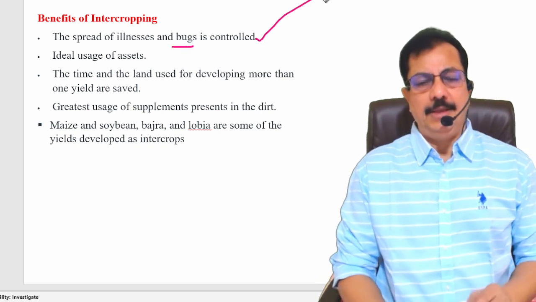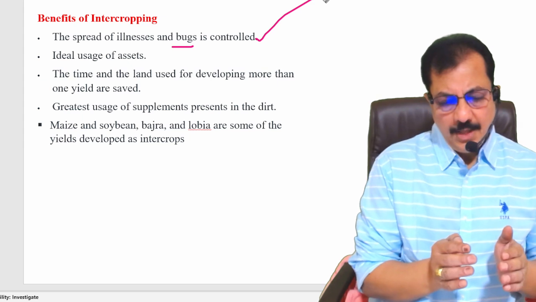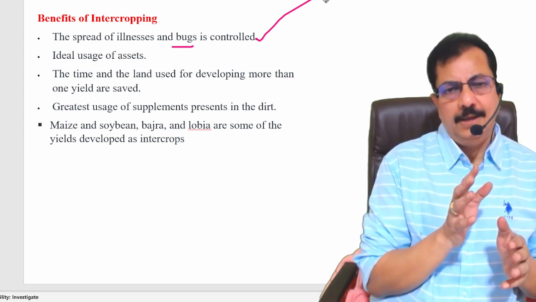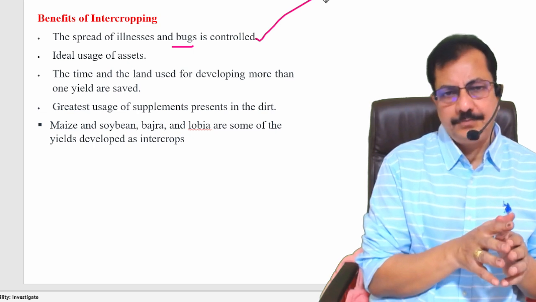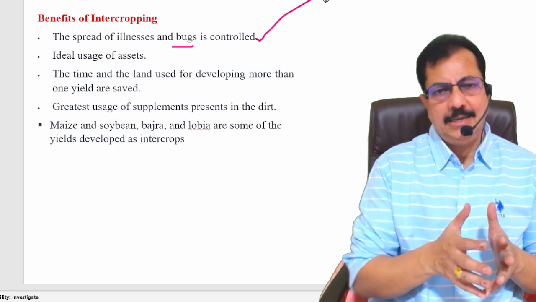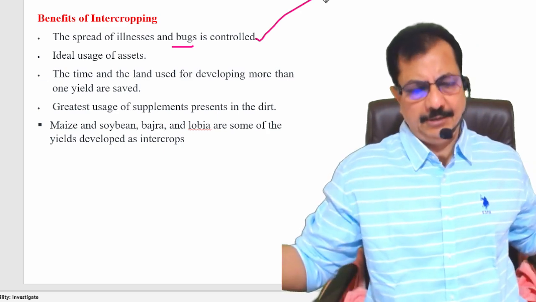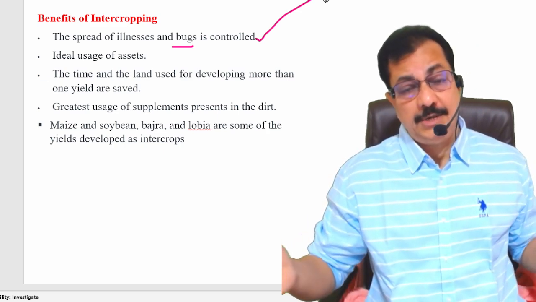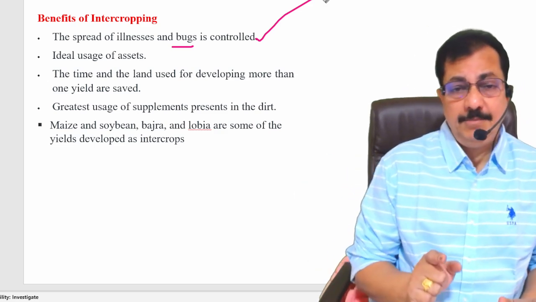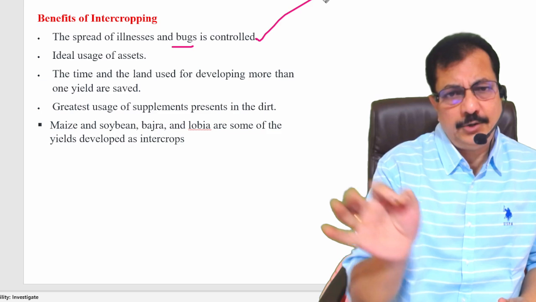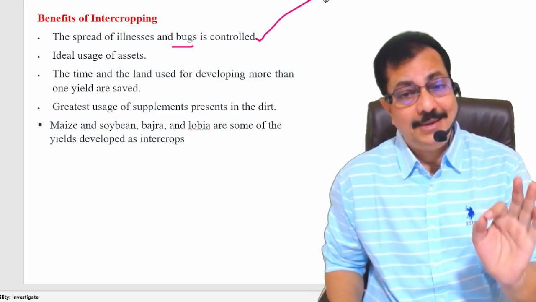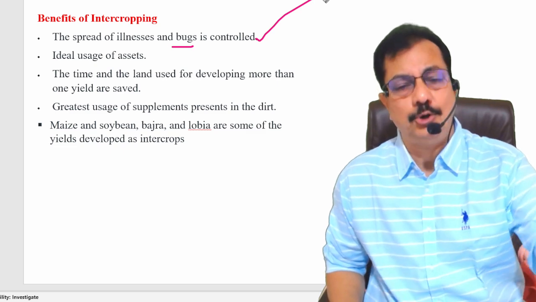So basically what will happen, if you have a crop and the bugs are infecting these crops, because the crop is the same and the bugs are the same, it can spread like anything. It will spread very fast and the whole crop will collapse, right? And at the same time, all bugs don't affect all the crops, right? That is the reason why you have specific names for bugs that are affecting a particular crop.